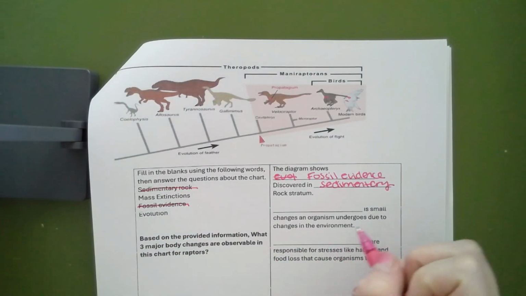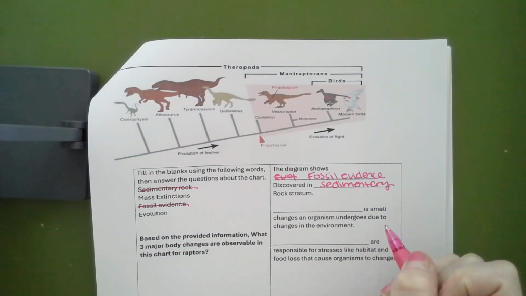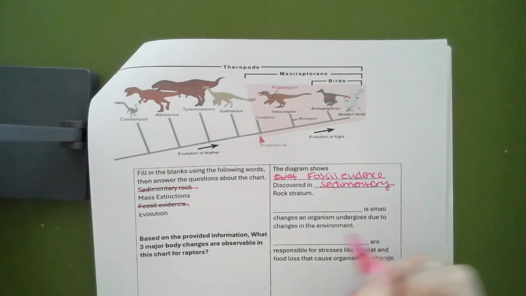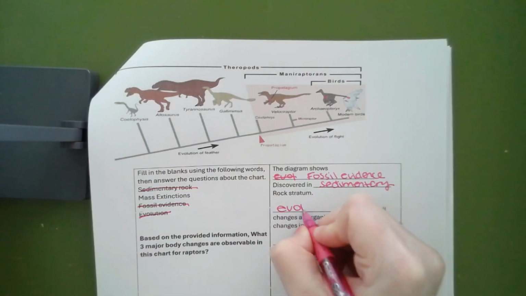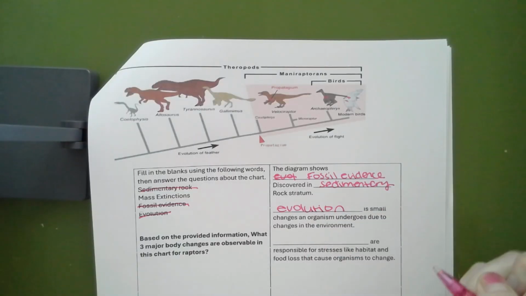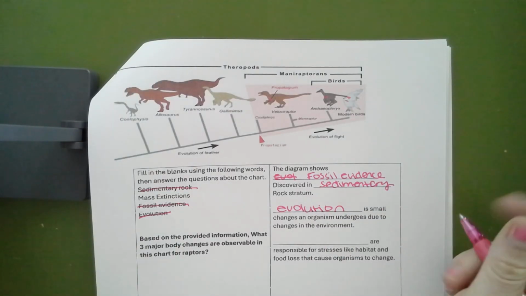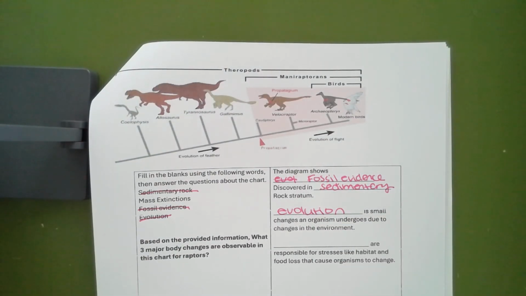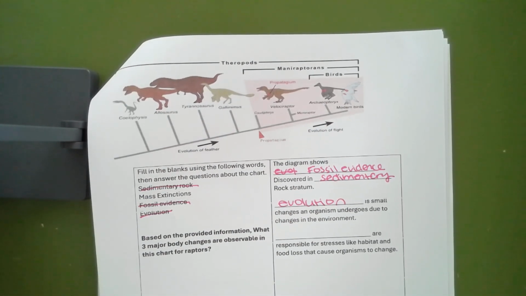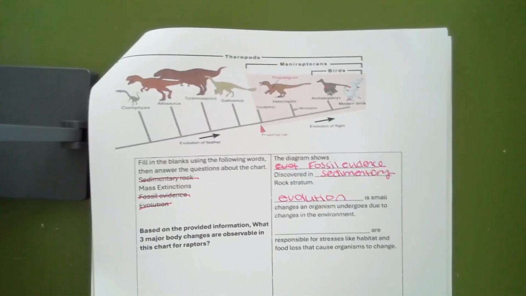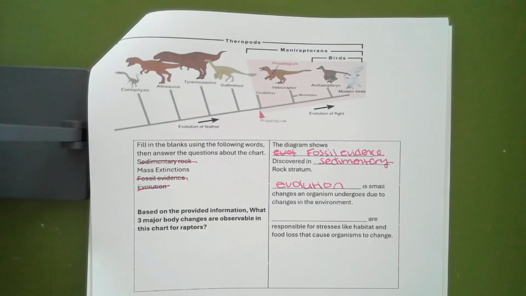Blank is small changes in an organism that it undergoes due to changes in the environment. That's going to be evolution. That's extinction. Evolution doesn't happen overnight. It's a slow, arduous process. Unless you're a turtle. We'll talk about that later. Mass extinction does. It happens overnight. That's because of genetic variation, the reason why we're able to survive.